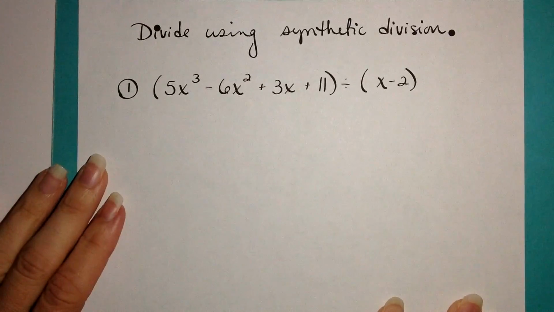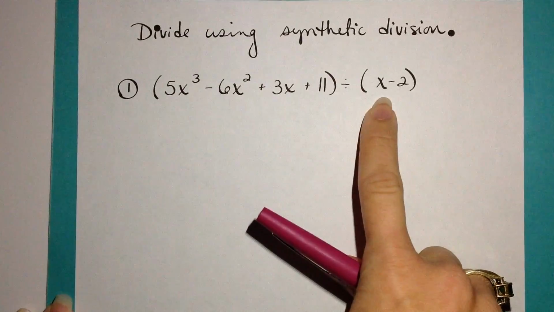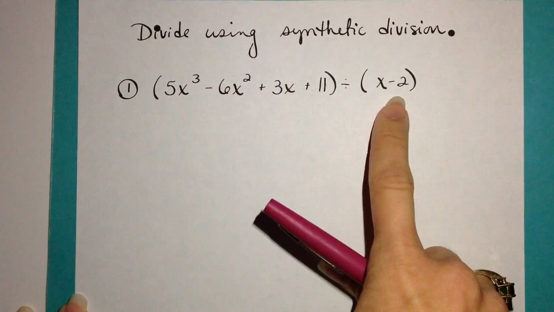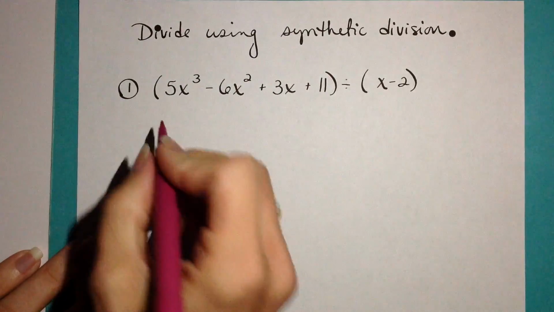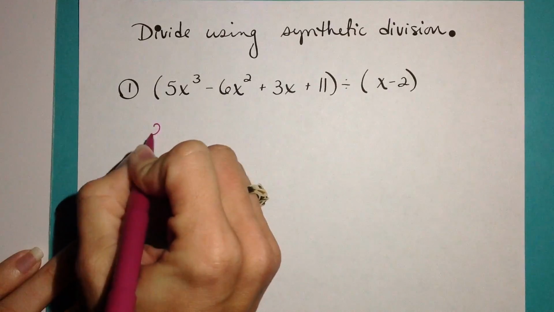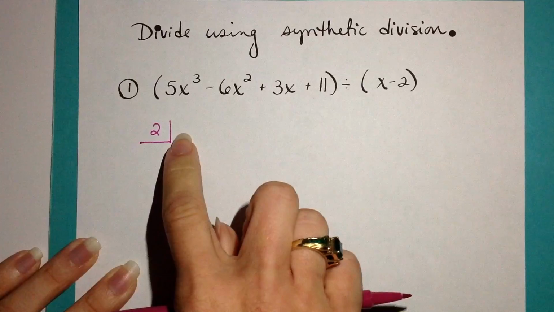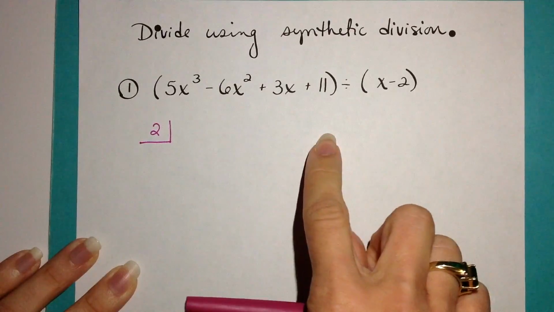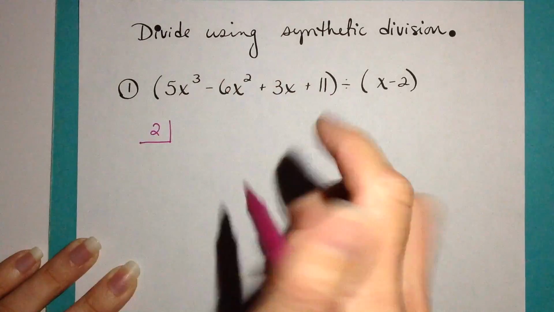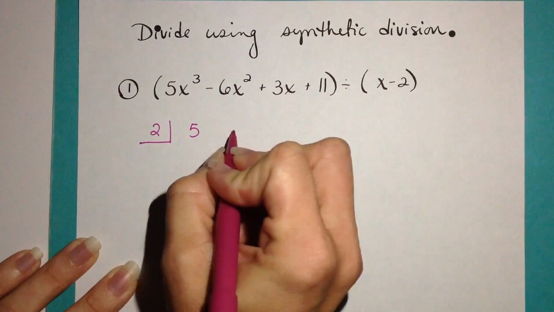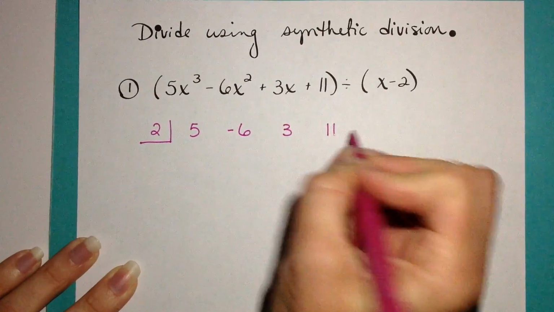Of course here you're being asked to divide by x minus 2. So if you were to solve this, x minus 2 equals 0, you get positive 2. So when you're setting up the synthetic division, you're going to put a positive 2 out front, and then you'll have a row of numbers which will come from your coefficients and your constant. So we would have positive 5, negative 6, positive 3, positive 11.